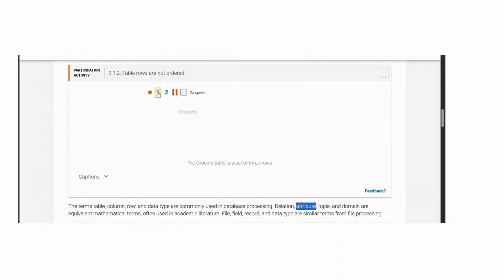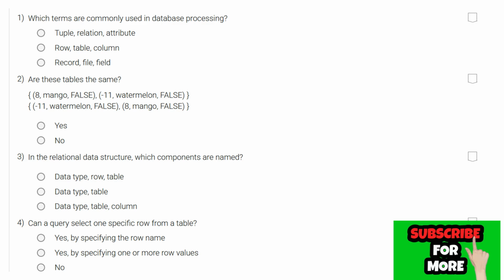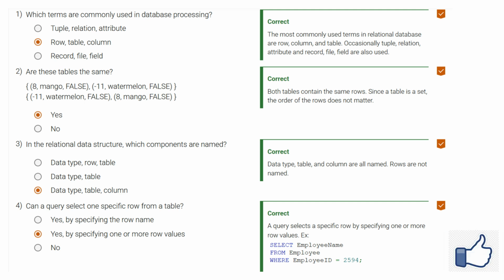Now, let's work on this activity to help us understand commonly used terms in data processing. Next, let's look into this table to understand data structure terms. Take a moment, pause the video, and work on this activity to test your understanding. Now, take time and understand why you excelled or why you missed out on some questions. Congratulations, you have just rewired your brain for database systems.